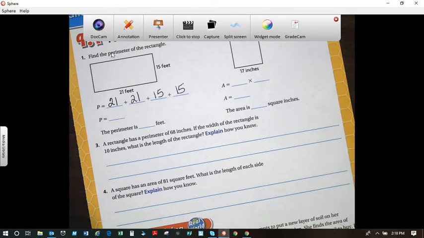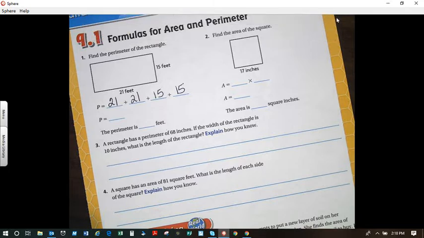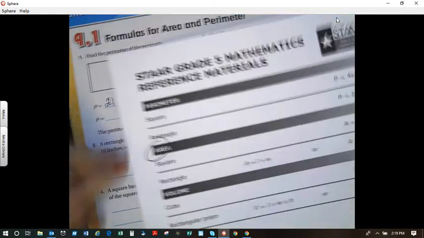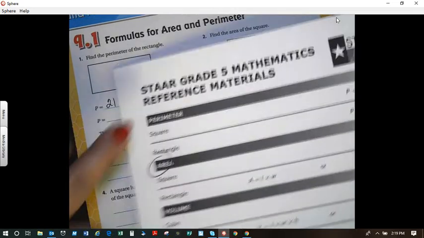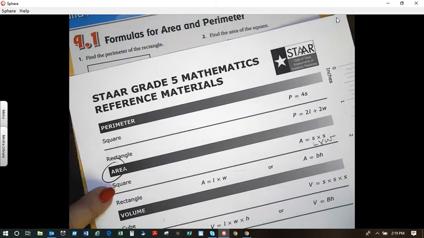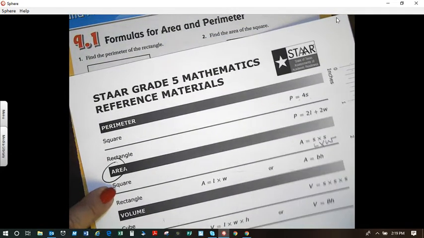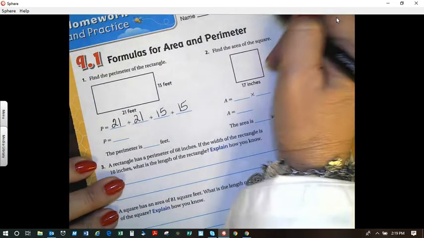Okay, hey everyone. So today's learning target was that you can use your STAR reference materials to follow the formulas for perimeter and area. So I'm going to reference over here, looking at my perimeter. I know that I need to add up all the sides, and then for my area I need to do length times width. So that's what we're going to do.